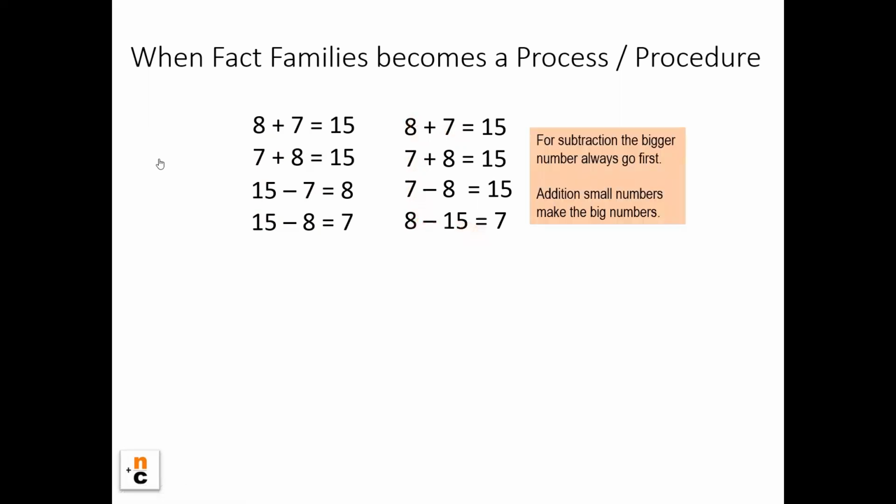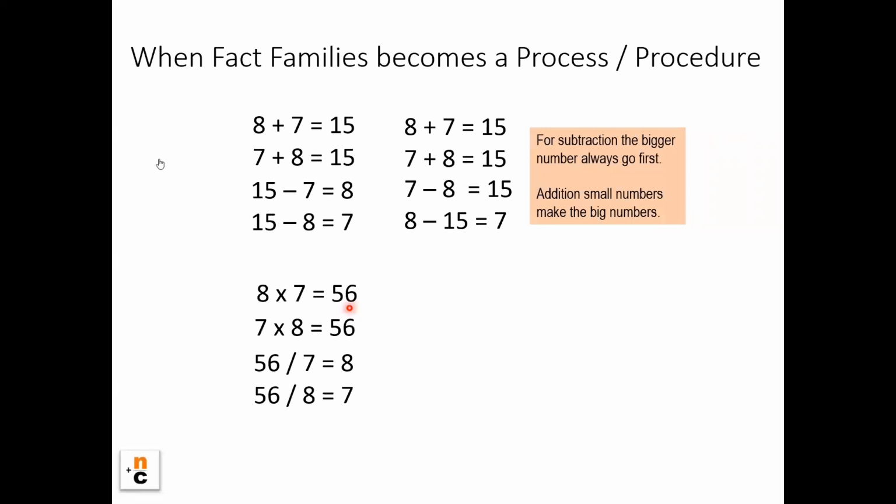So as teachers, what do we say? Okay, for subtraction, remember the bigger number always goes first. Addition, small numbers make the big numbers. So that's sort of our thinking. We think we're helping them. But what we've done, instead of them learning about part-whole relationship and discovering fact families in a more natural way, is proceduralize it. We make it very procedural.